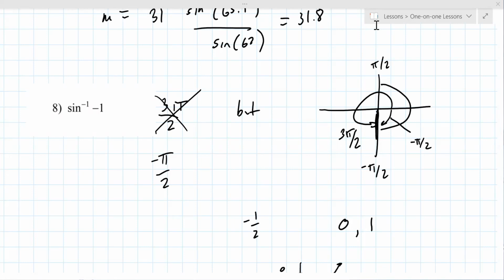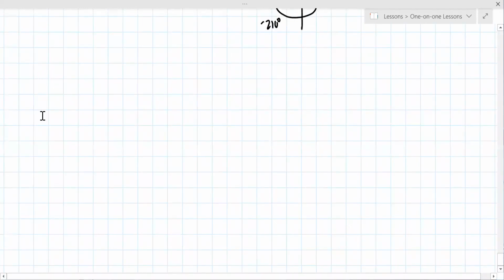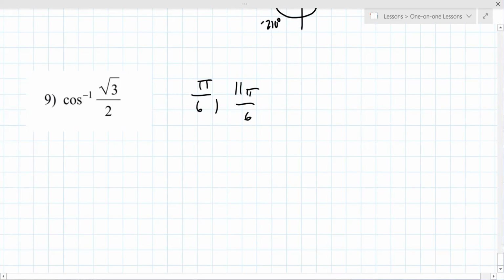What's the next problem? We have to pick problems that are helpful here. Some of the ones that we've done so far are not very helpful. Let's do 9. 9 is the cosine inverse of square root 3 over 2. On your unit circle, there are two places where the x value is the square root of 3 over 2. We need to get those two values. They are pi over 6 and 11 pi over 6. The cosine of each of those values is the square root of 3 over 2.